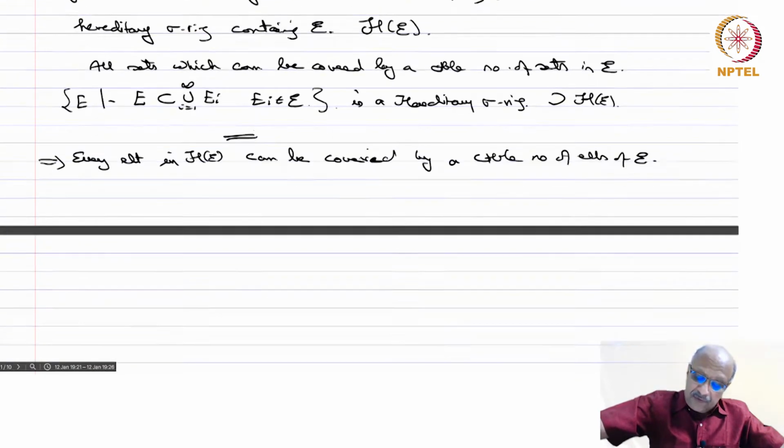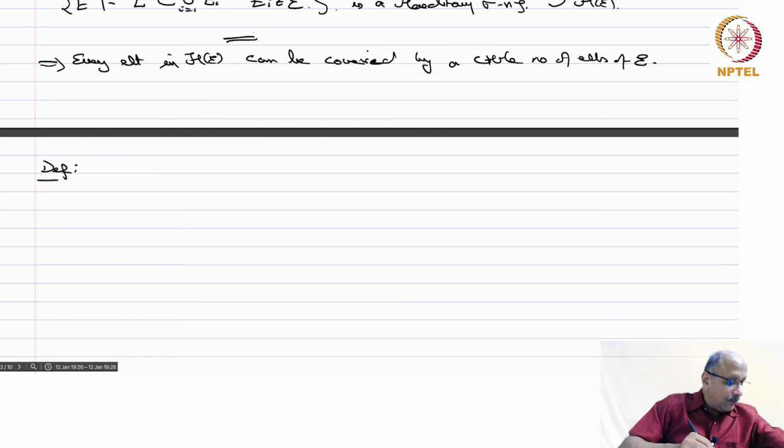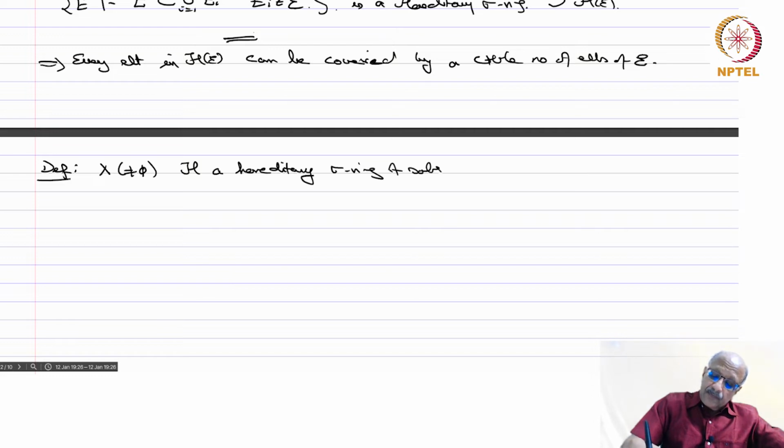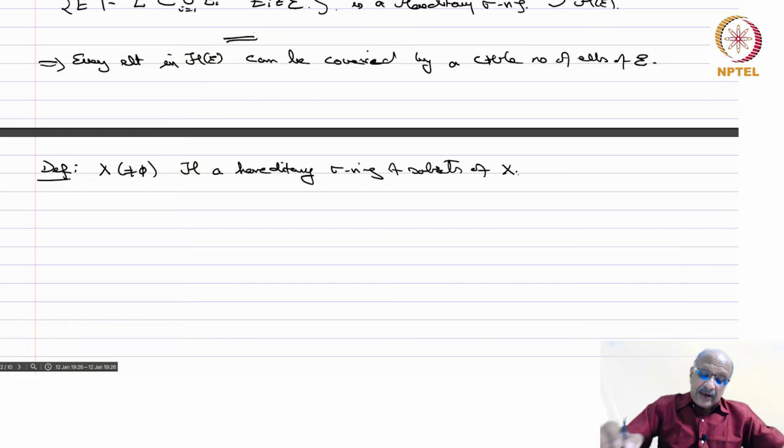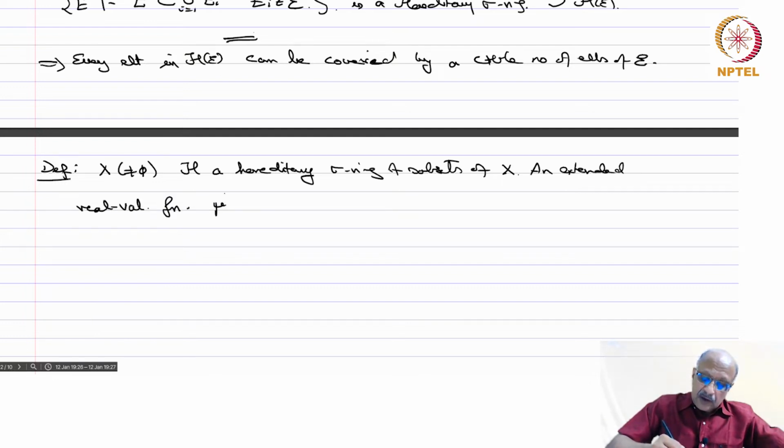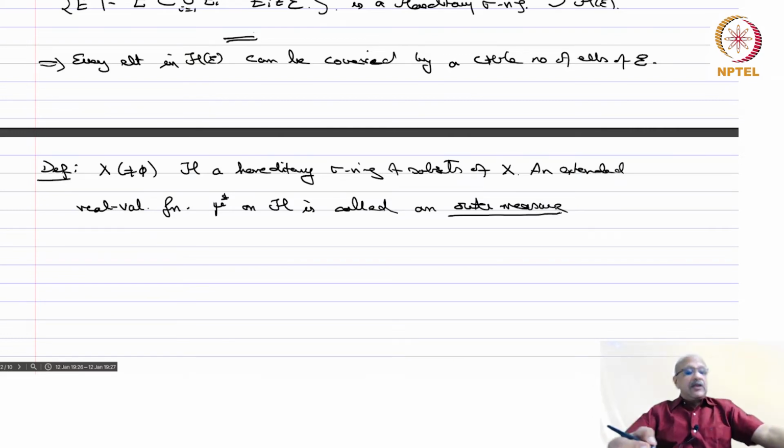So now we come to another definition. X non-empty set and H a hereditary sigma ring of subsets of X. I am not saying it's generated by anything, it's just a hereditary sigma ring of subsets of X. An extended real valued function mu star on H is called an outer measure if: extended real valued function means it can take infinite values also.